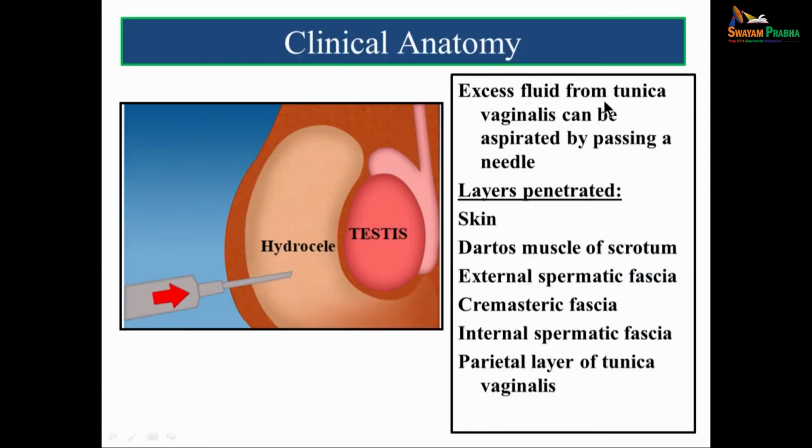This excess fluid from tunica vaginalis can be aspirated by passing a needle. When you pass a needle here, you should be aware of the layers which you are penetrating. So these are the different layers: skin, dartos muscle of scrotum, the external spermatic fascia, cremasteric fascia, internal spermatic fascia, parietal layer of tunica vaginalis. Then you will enter into the vaginal sac.